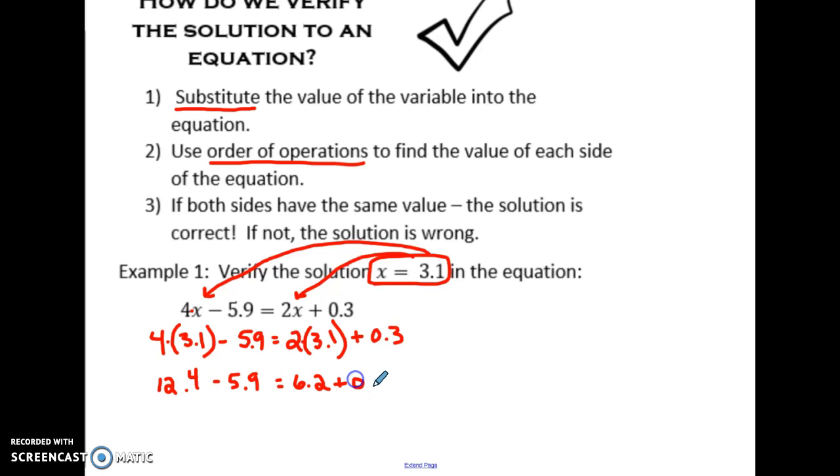So to finish the work, I'm going to work on this side first. 6.2 plus another 0.3 is going to give us 6.5. And on this side, if I very carefully subtract, you got to do some renaming here. It turns out we also get the value 6.5. So guys, it's balanced on both sides. And typically when you're doing a check or you're verifying a solution, you want to see that it is balanced. And that's how we know that yes, the solution to this equation really is that x equals 3.1.